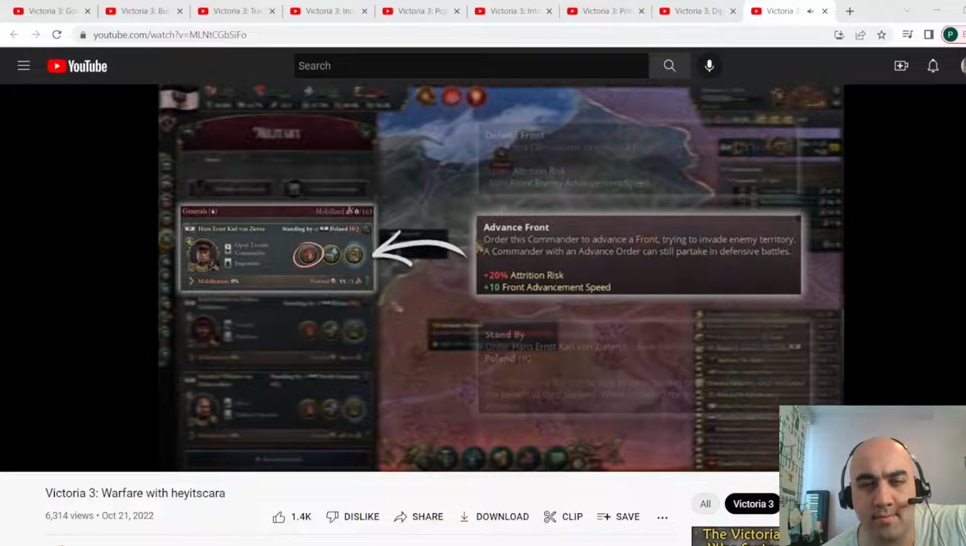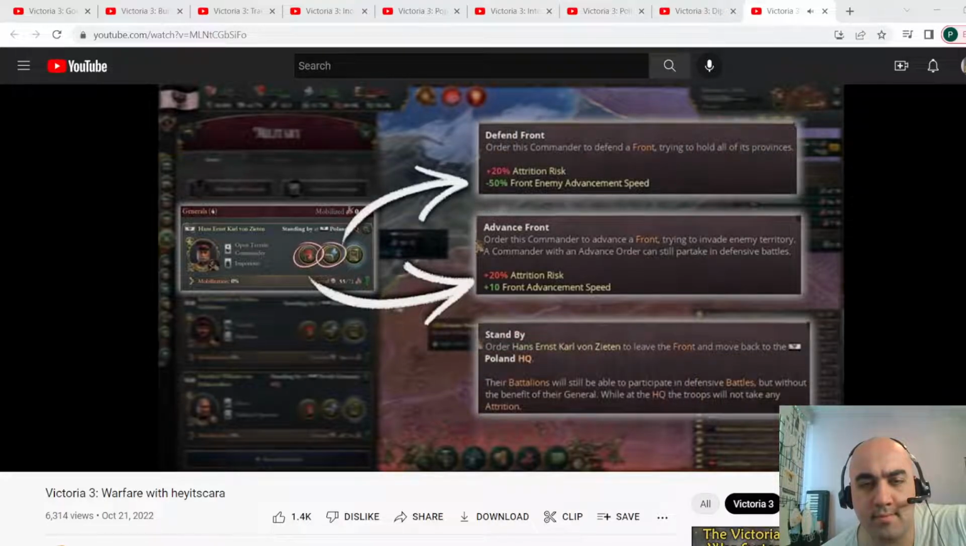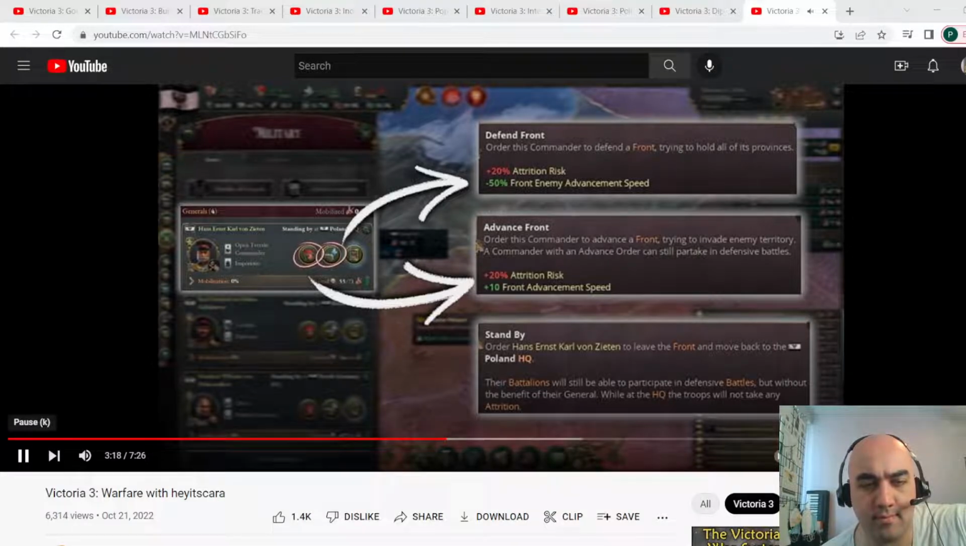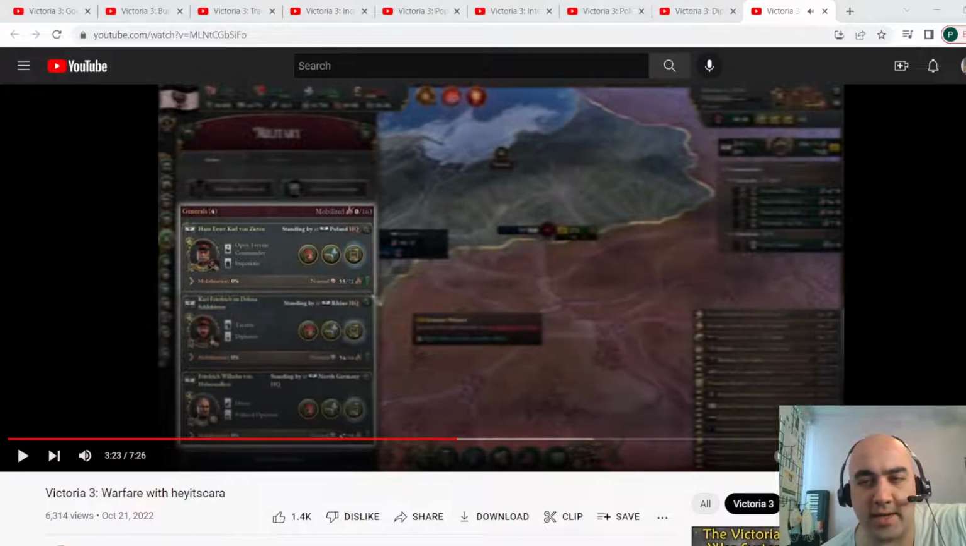Defend and Advance orders both carry significant attrition risk with them, as most troops of the time simply died of causes outside of battle while on campaign, so make sure you're prepared to face losses even while outside of combat.